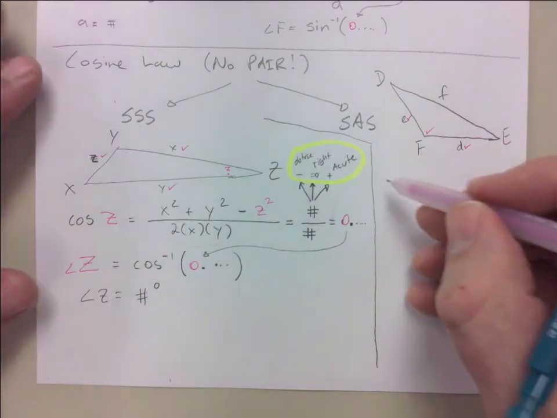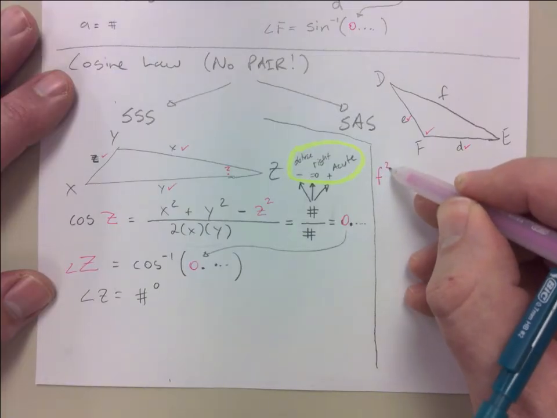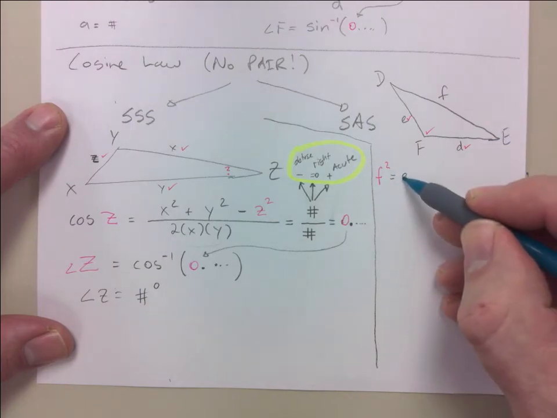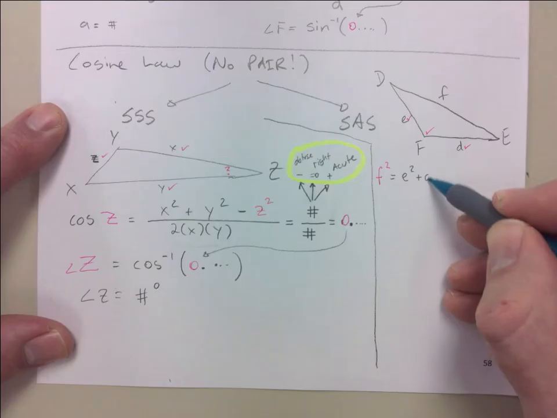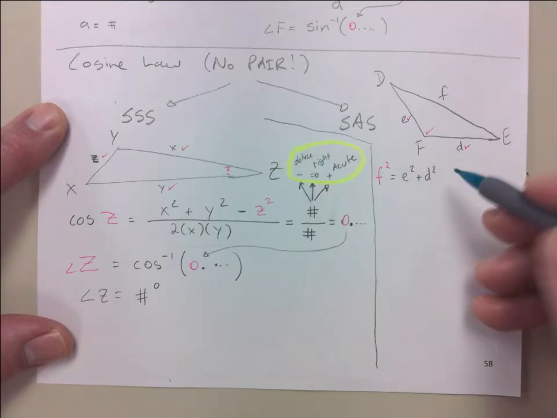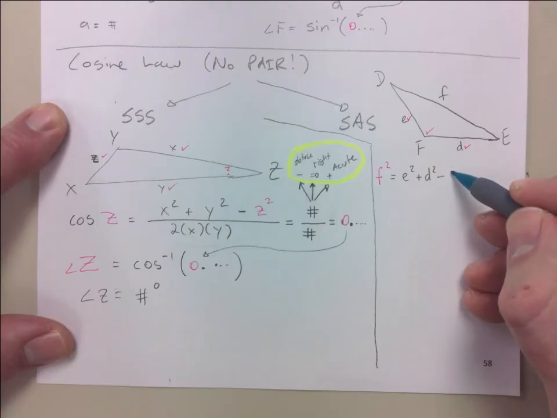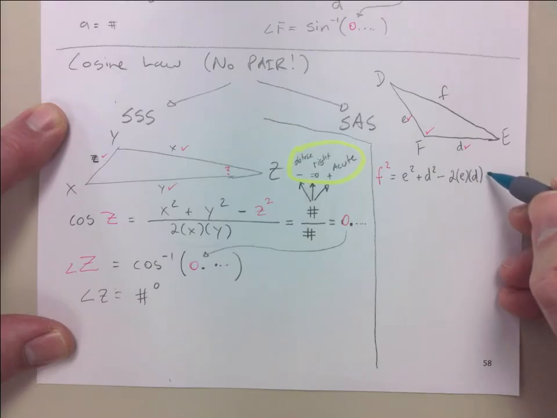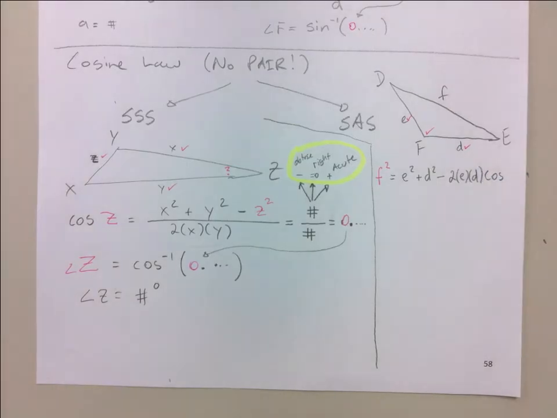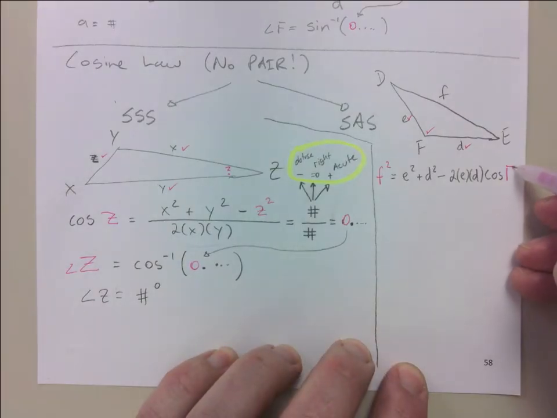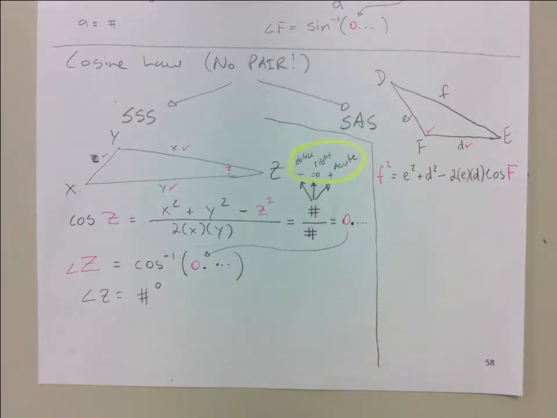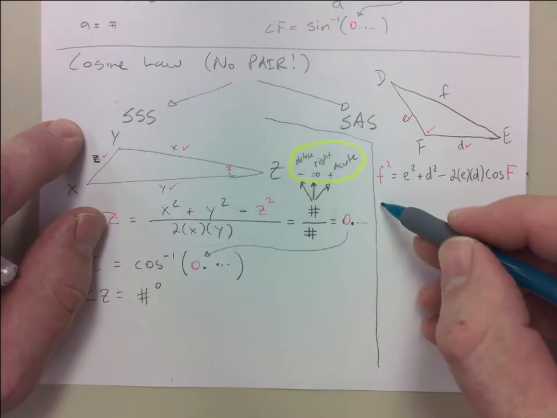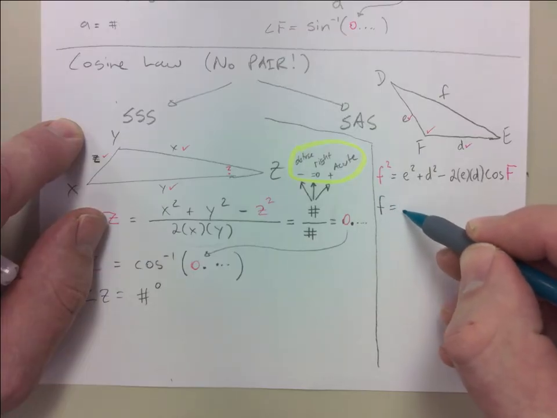So I'm going to use my color again. F squared is equal to E squared plus D squared minus 2 times E times D times cosine. I made it work. Cosine of F. Right, so these are opposite each other. Next step would be F is equal to square root.